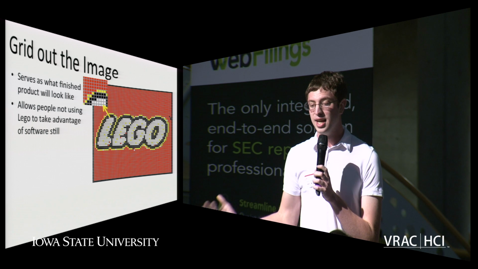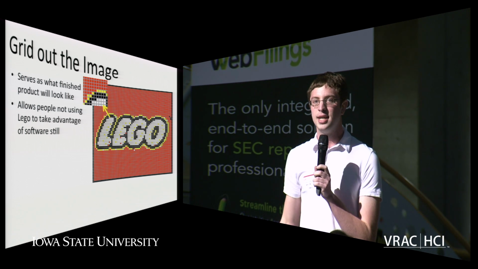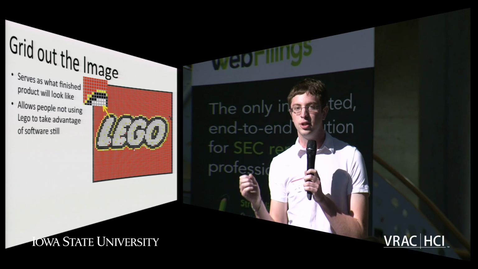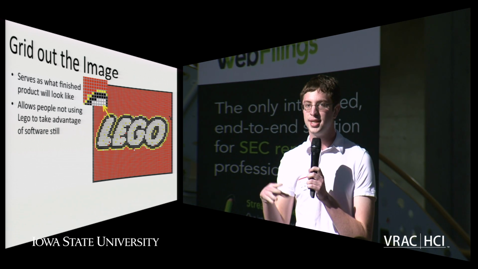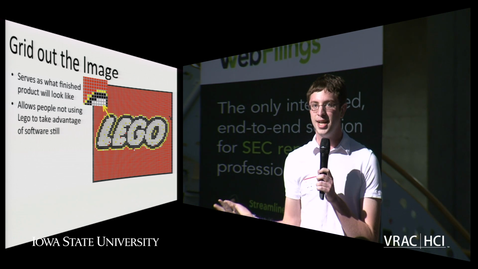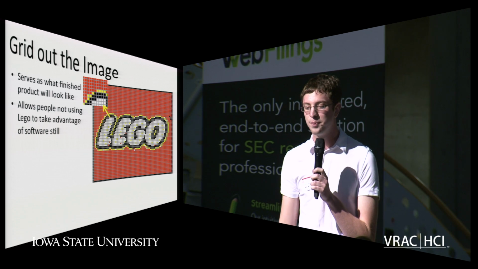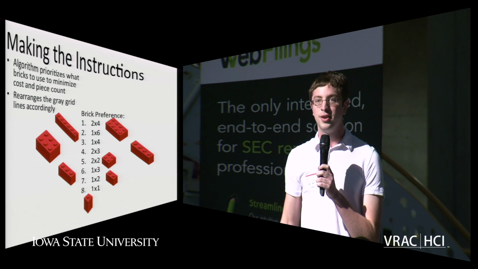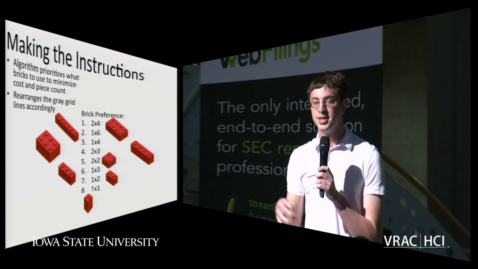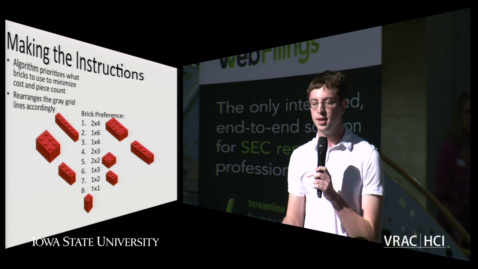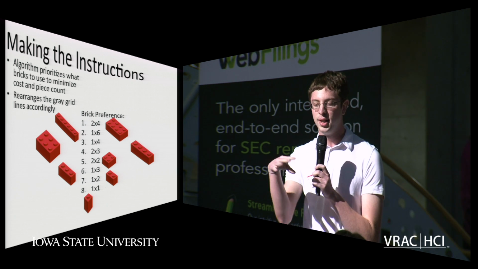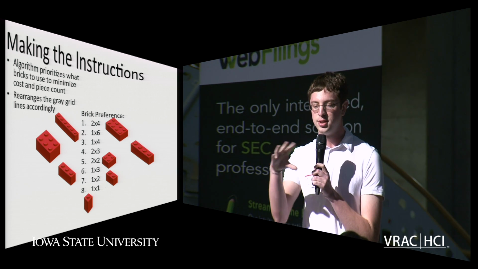The next part is to grid out the image. This serves as what the Lego mosaic will look like when you build it. You can also use it for cross-stitching or embroidery and stuff like that, so there are all kinds of applications, which is really cool. The next part is making the instruction manual. I wrote an algorithm that prioritizes what pieces to use to minimize the cost and part count, and it rearranges the grid lines accordingly to make the instructions.